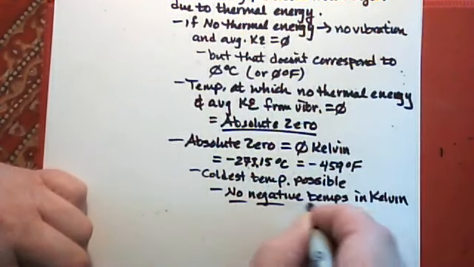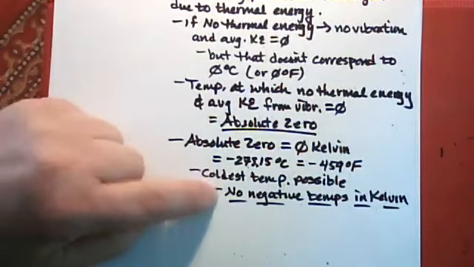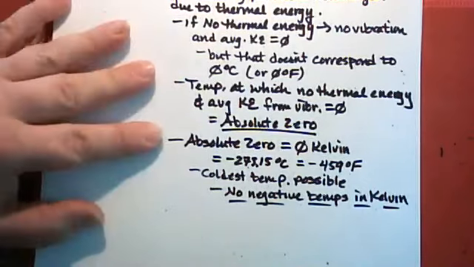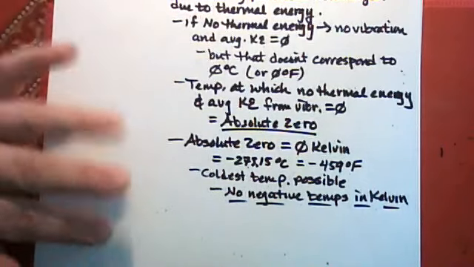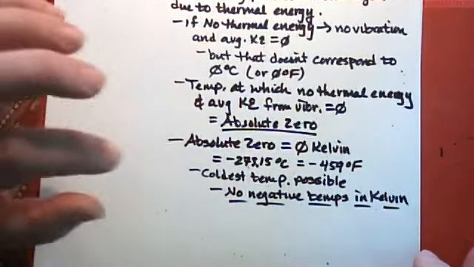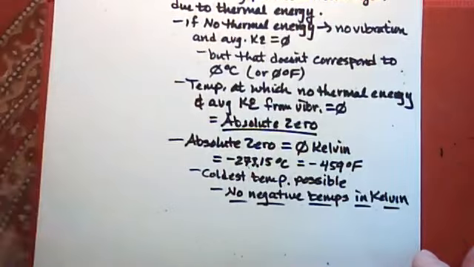And something important to remember, the implication of that is, since you can't go below 0 on the Kelvin scale, there are no negative temperatures in Kelvin. And keep that in mind if you're doing a calculation like you're trying to change a temperature from Celsius to Kelvin. If you come up with a negative number for Kelvin, you definitely did something wrong. So keep that in mind.